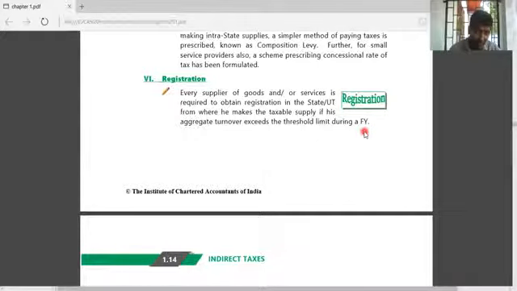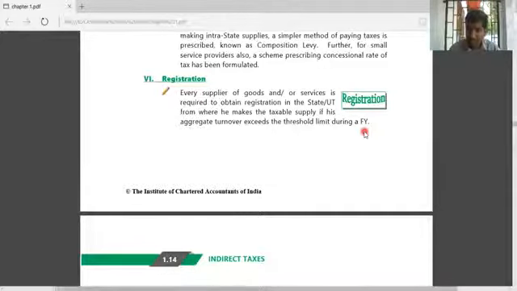There are taxable supplies as well as exempted supplies. What do you mean by exempted supply? Exempted supply means supplies which are exempted from tax. For those supplies, we need not charge GST. They are exempted from GST. So if I am making a taxable supply, say from Kerala, then I have to get registration in Kerala.